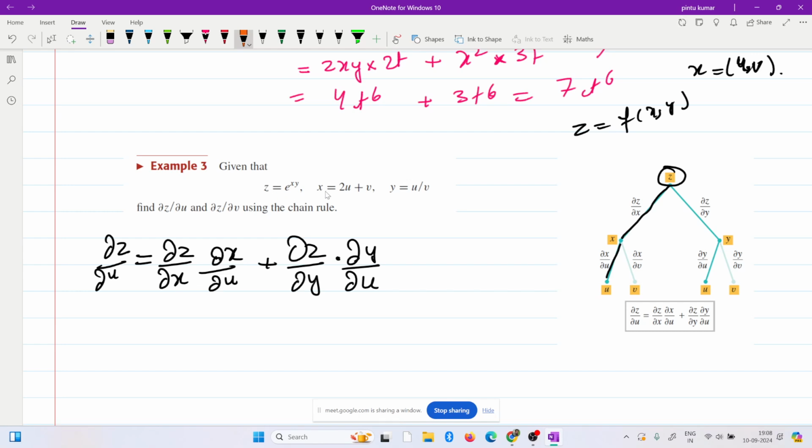So z is e to the power xy, with x and y given in terms of u and v. Let's calculate del z by del u only. What is del z by del x? We'll treat y as constant. So this would be y multiplied by e to the power xy.